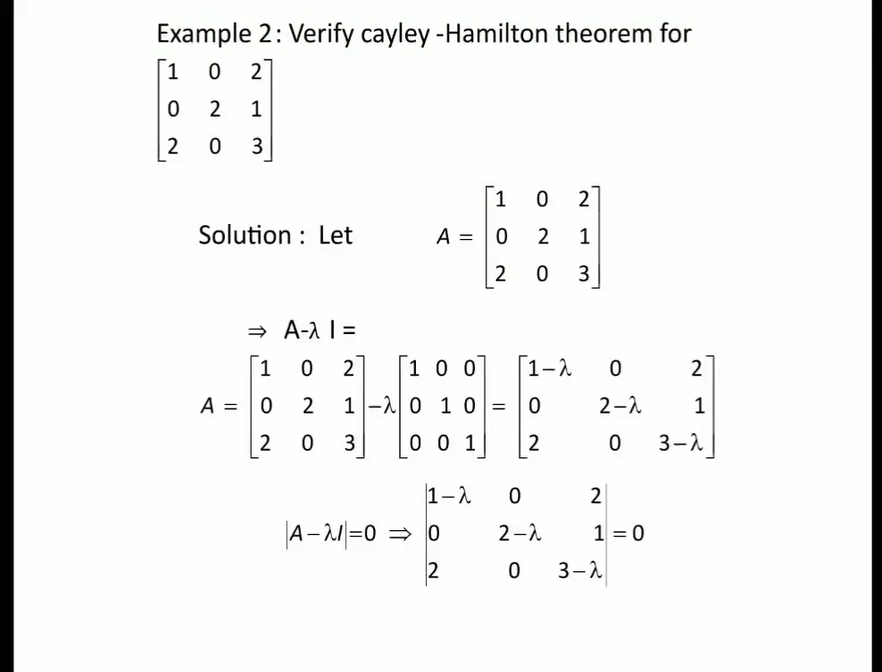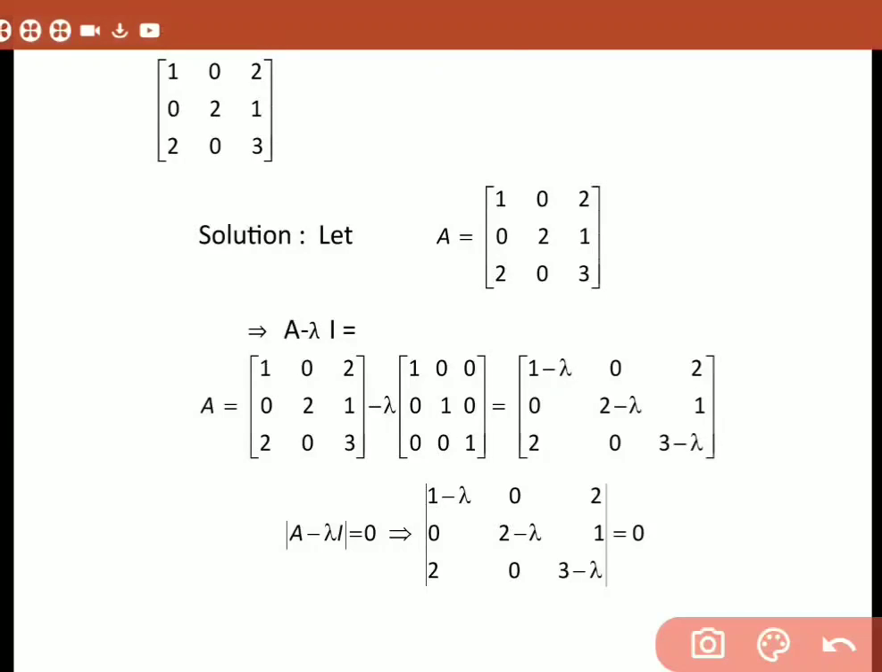Let us take one more example. Verify the Cayley-Hamilton theorem for this 3 by 3 matrix. The method is the same. Let us take matrix A, the given matrix. Next you have to find A minus lambda I. I told you how to get this: for the diagonal elements you take minus lambda and write the remaining terms as they are. That is 1 minus lambda 0 2, 0 2 minus lambda 1, 2 0 3 minus lambda, and find the determinant of this one. You know how to expand a 3 by 3 determinant.